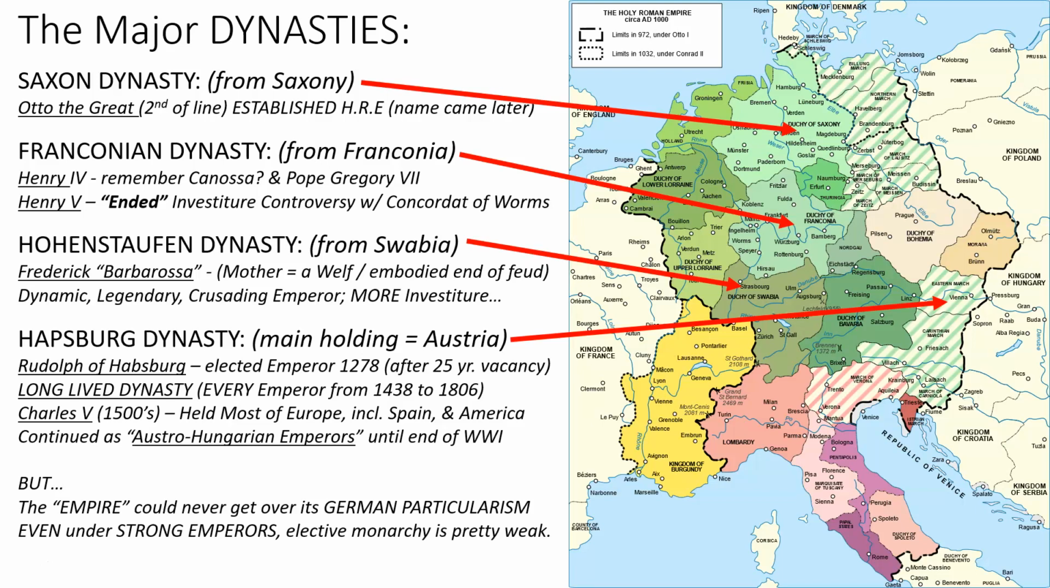Right now, with Henry V, he, and I have it within quotes here, ended the investiture controversy, although of course it kept cropping back up later on, with the Concordat of Worms, is how you pronounce the name. In German, W's sound like a V for us. And yeah, that looks weird to us, but it's the name of a city, Worms, right? So that's why it's called that.